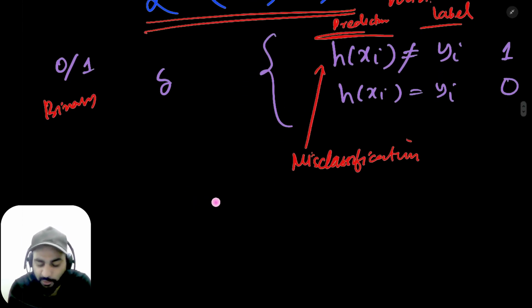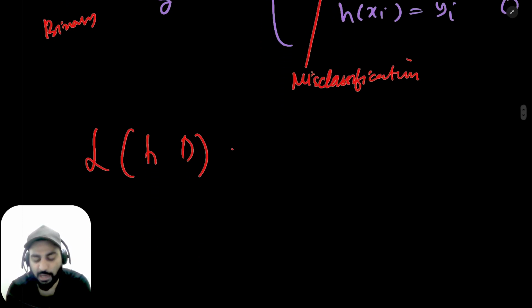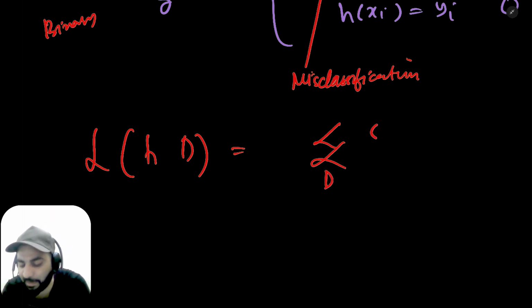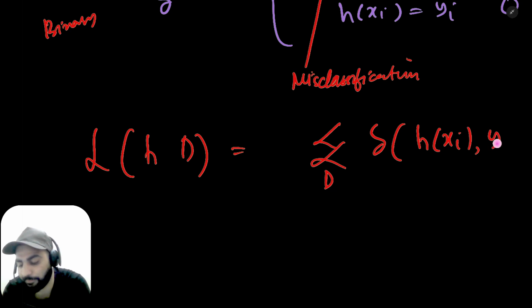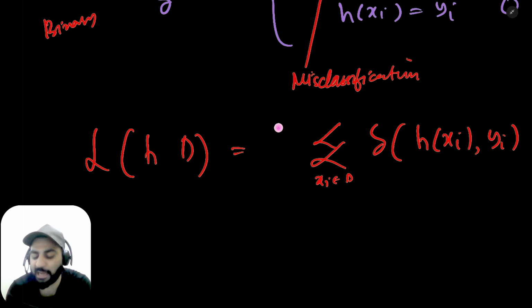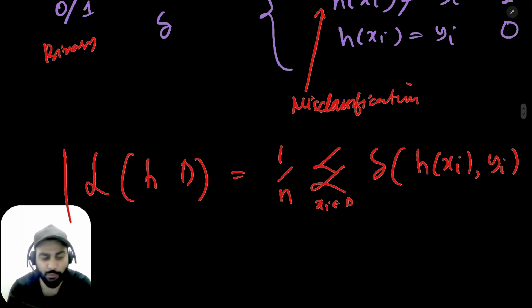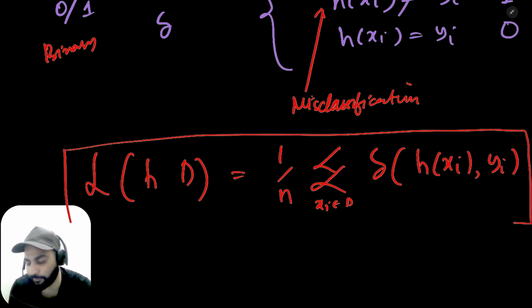So let's suppose this binary loss is the loss of h on data set D. How will I write it? I'll say summation over all the points that are in the data set, let's suppose I write the whole data set D. I'll apply this delta function onto xi, comma, yi, where xi belongs to the data set. And I'll average it out over the total number of points. Do you see this? So this will give me sort of accuracy.